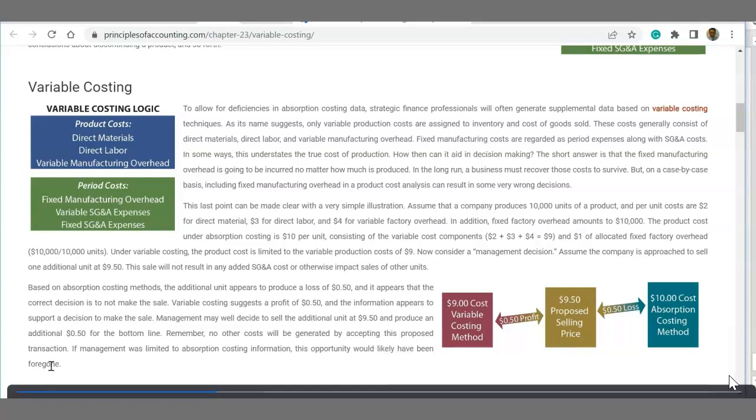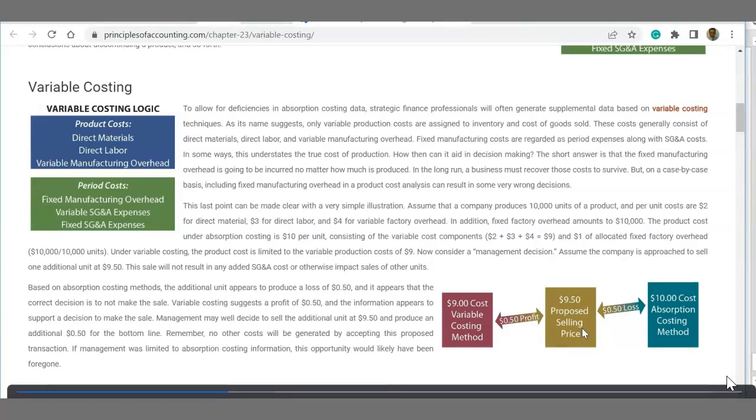So it's a good thing for management, not for outsiders, not for reporting to outside, but just for management purposes. It's a good idea to understand that we have $9 variable cost, and we will have 50 cents profit if we sell it under this proposed $9.50. This is an offer that came from somewhere, let's say another region or another country, saying, hey, I'm going to buy so many units from you for $9.50. Will you sell it?